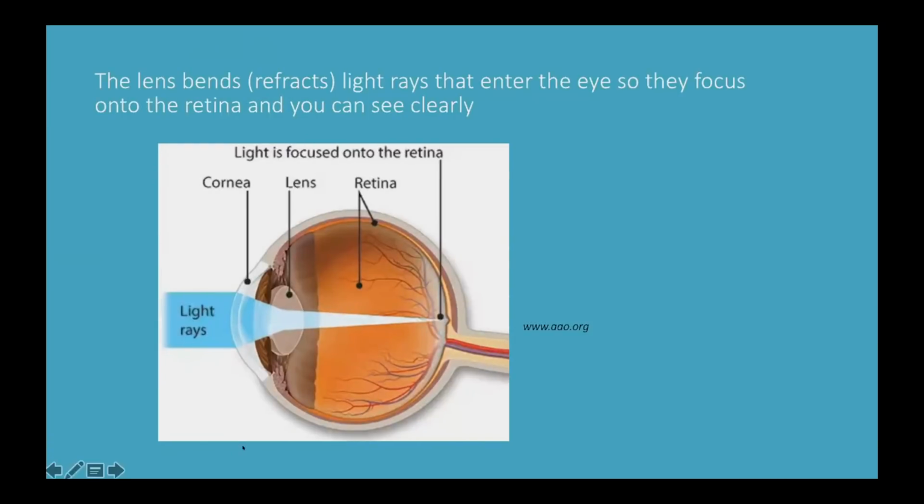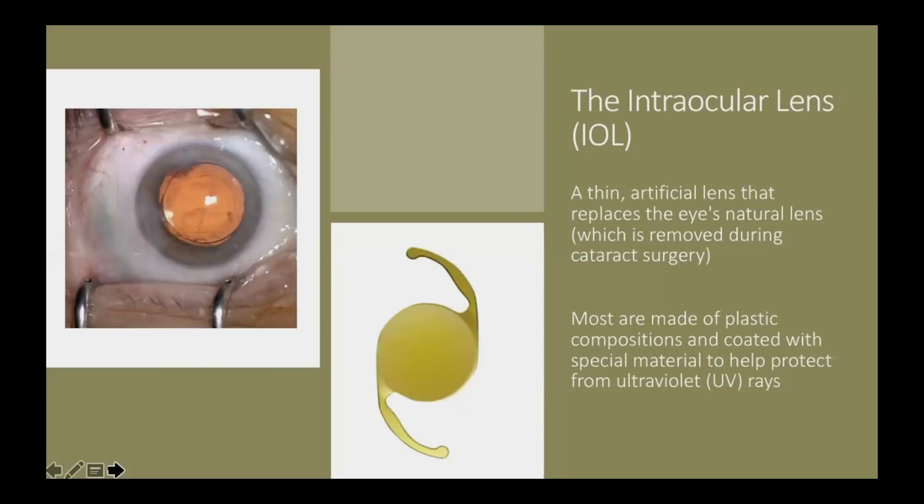So during cataract surgery, you take the lens out, but you have to replace it. Otherwise, you won't be able to see. So the intraocular lens is a thin artificial lens that replaces the eye's natural lens, which we remove. Most are made of plastic compositions, usually acrylic, and they're coated with some sort of special material to help protect from UV rays. And I bring this up because people often wonder, is this something that I'll have an allergic reaction to, or is it something that my body will react to?